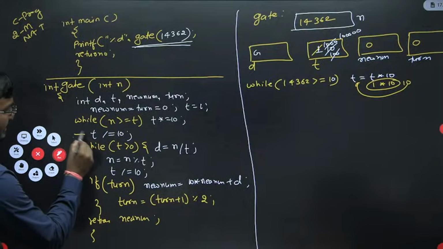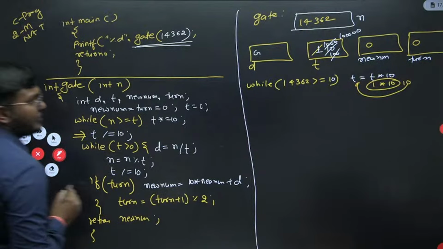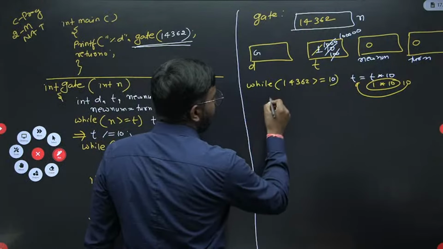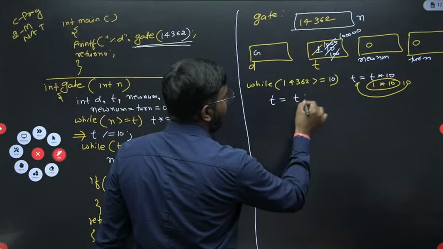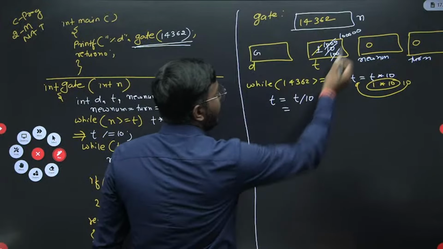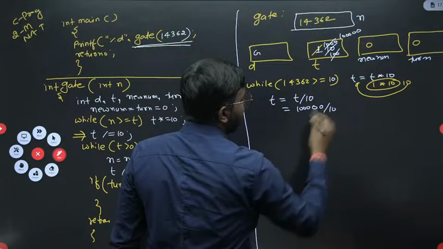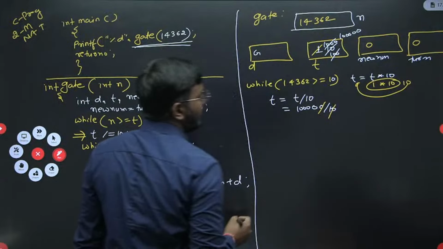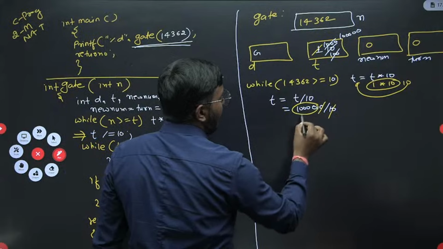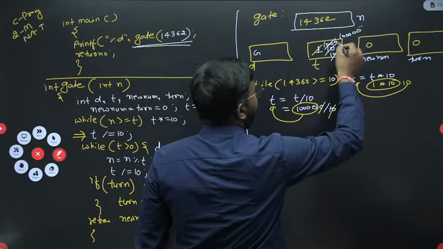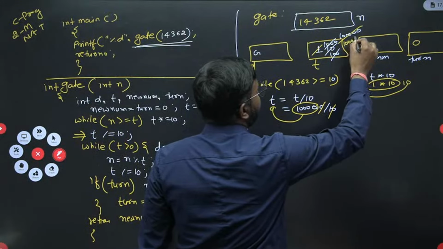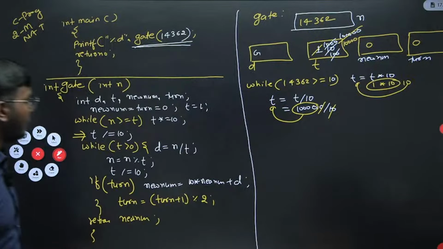Then we go and execute this statement, t divide equal to 10. So what is this statement? Nothing but t is equal to t divided by 10. So what is the t value? The t value is 1 lakh. So 1 lakh divided by 10 is nothing but 10,000. So this 10,000 will be updated to t. Now t has 10,000 again. Understood? So this is done.